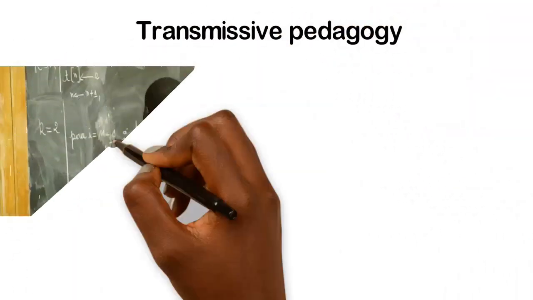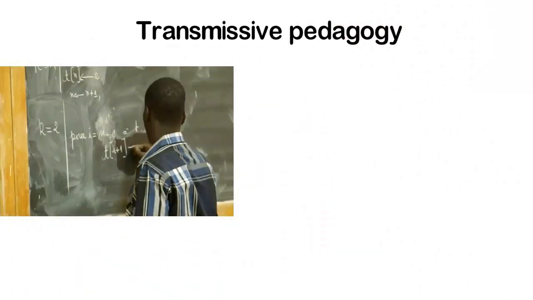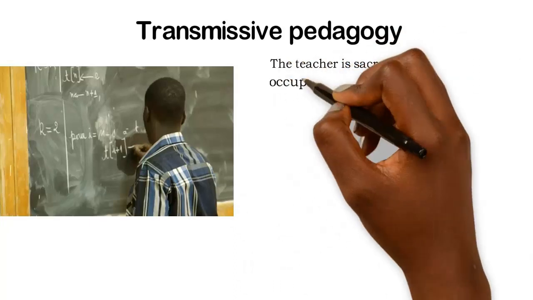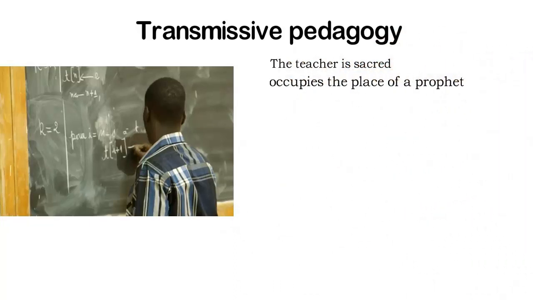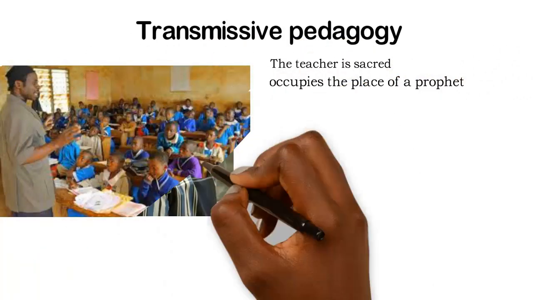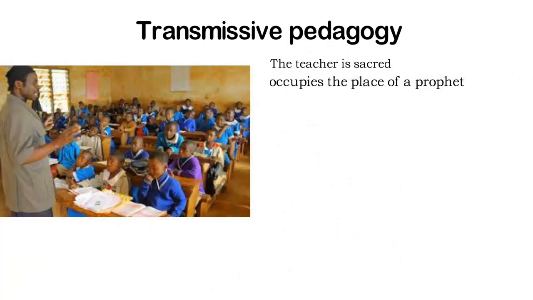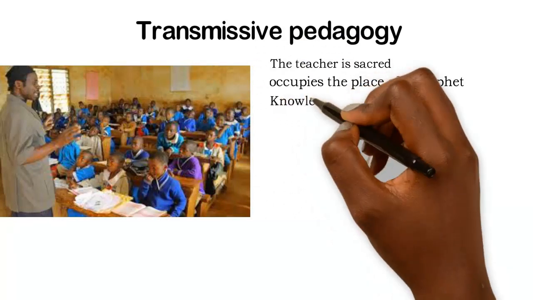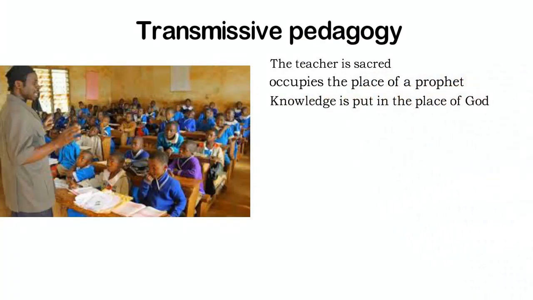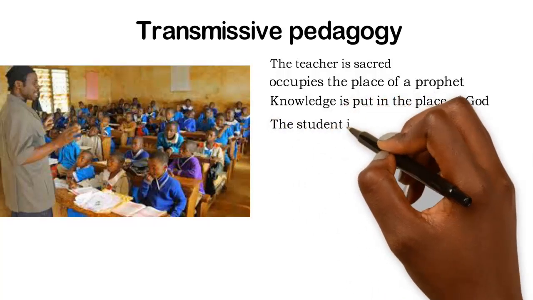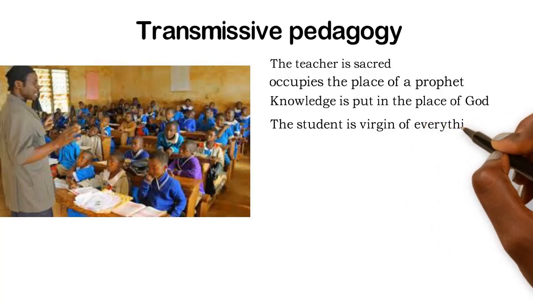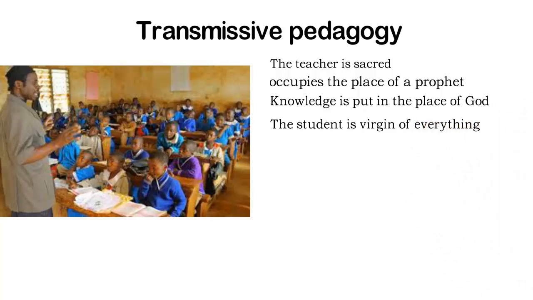Transmissive pedagogy. Transmissive pedagogy favors the relationship between teacher and knowledge. In this pedagogy, the teacher is sacred and occupies the place of a prophet or of an almighty God who speaks to the ignorant student eager for knowledge. Knowledge is put in the place of God with the same deification. The student is virgin of everything. He is the disciple. In this model, the error can only come from the pupil.